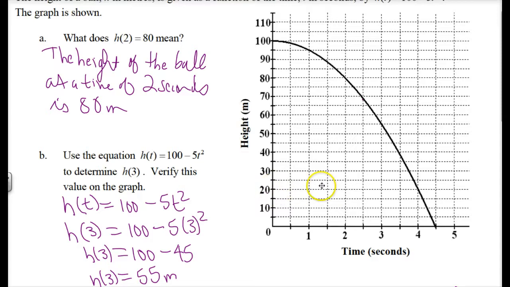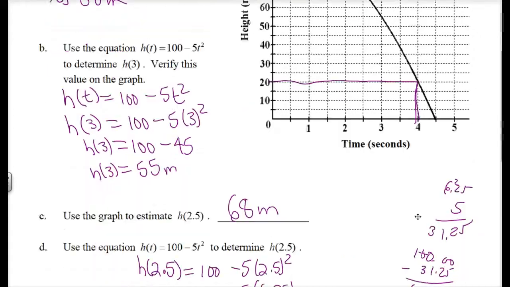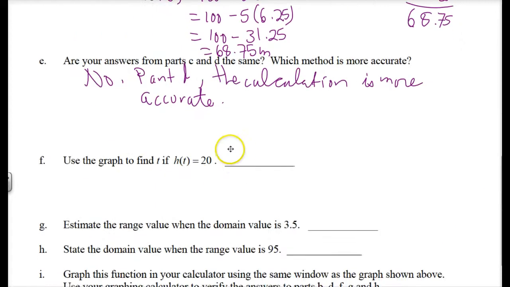Use the graph to find t if h of t is 20. So if this is 20, we're coming across to here, and we would say 4 seconds. Right, so we go to 20, we go across to the graph, we then come down and we read 4 seconds. Need units. Remember, that's times, 4 seconds.